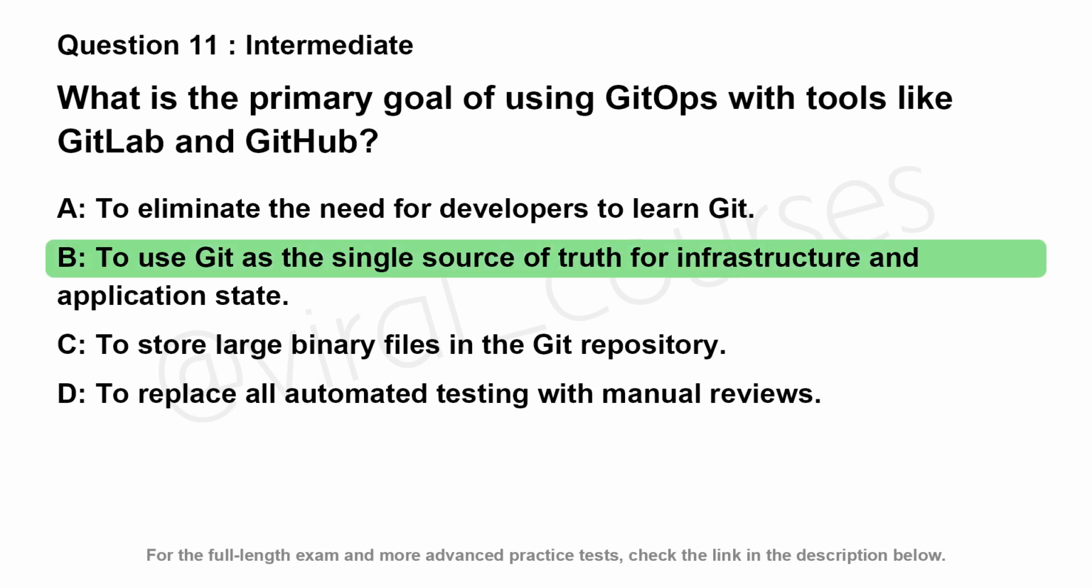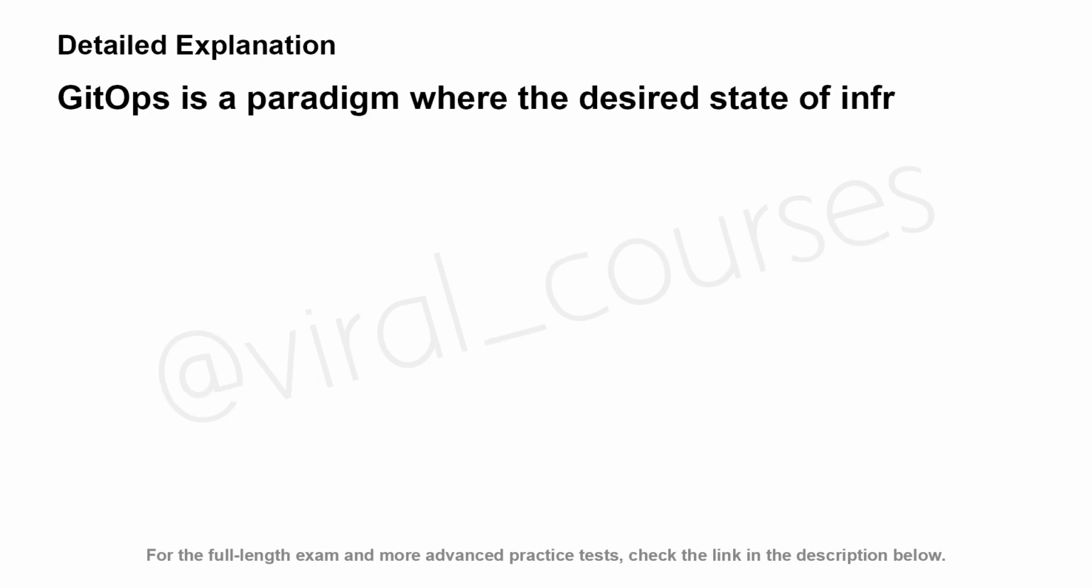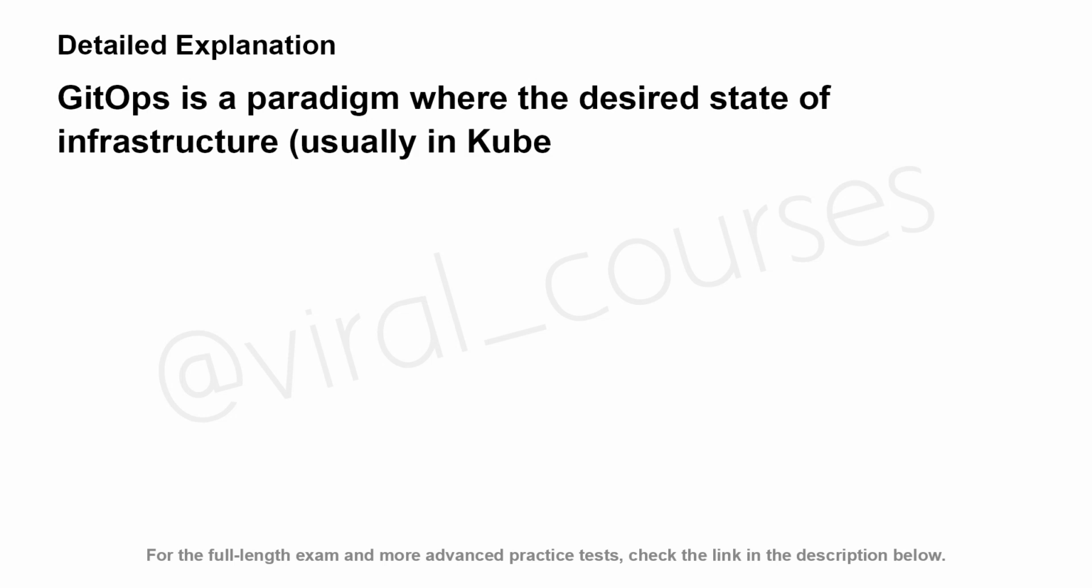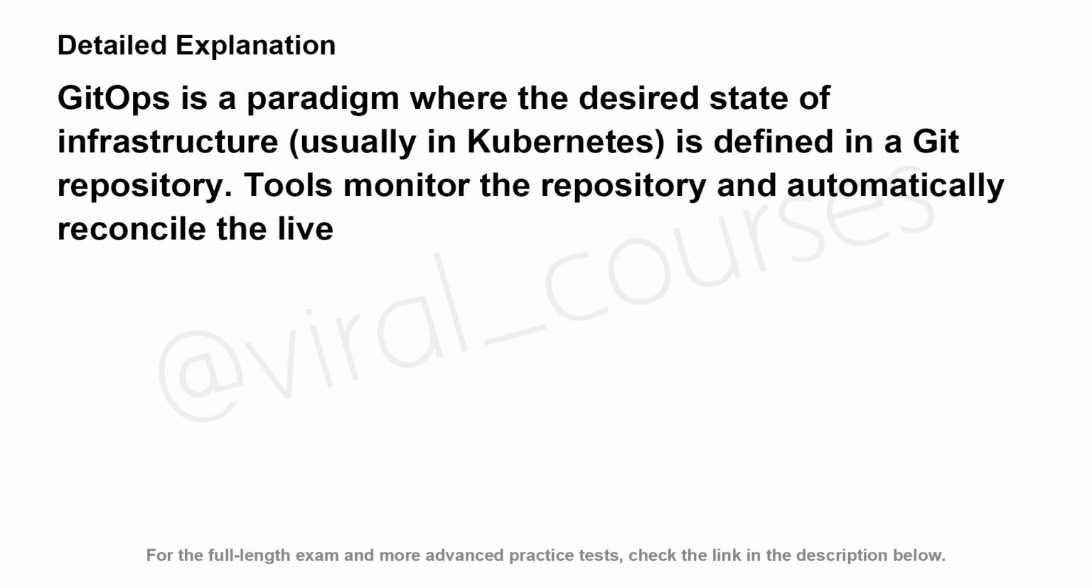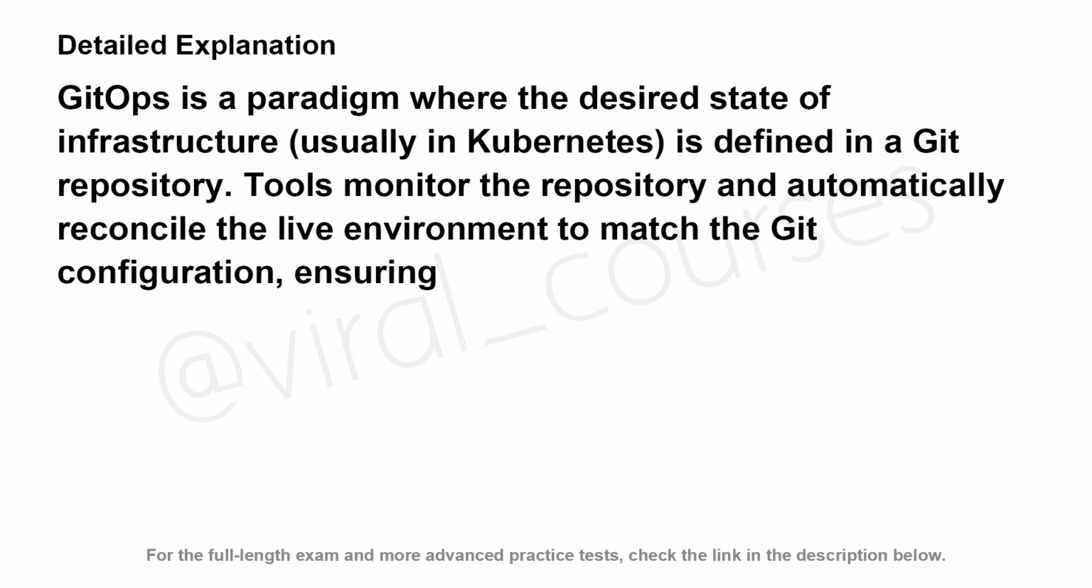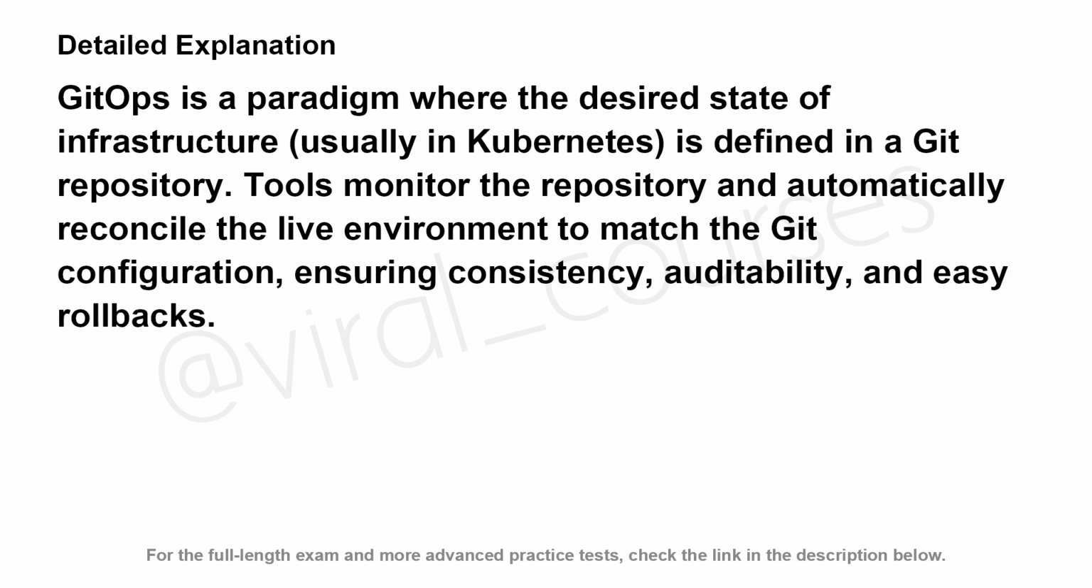The correct answer is B. GitOps is a paradigm where the desired state of infrastructure, usually in Kubernetes, is defined in a Git repository. Tools monitor the repository and automatically reconcile the live environment to match the Git configuration, ensuring consistency, auditability, and easy rollbacks.